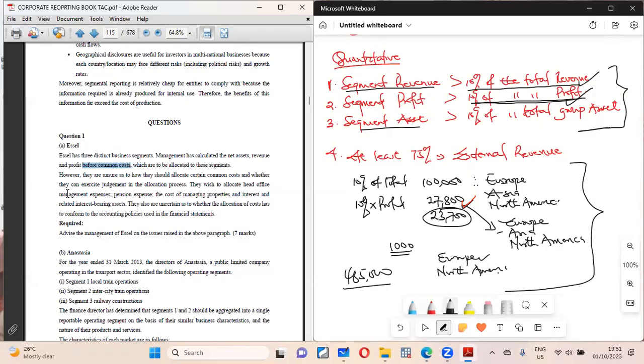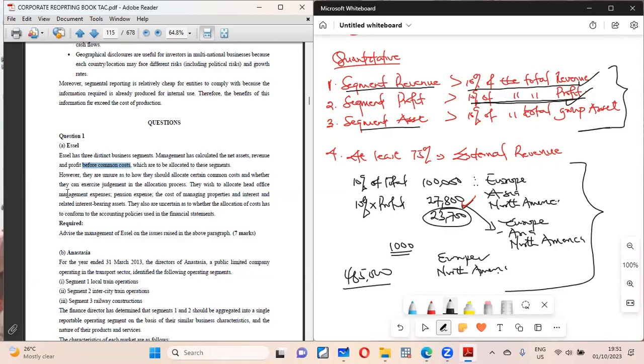What will be the basis of sharing something like management expense? It's how often you use the management expense. How will you use pension? Distribute pension. Is it not the number of staff you have in your office? Cost of managing properties. How many properties everybody is having? Interest-bearing assets. Then what are the interest-bearing assets that you are holding? So those are the things you say to be the basis for sharing those costs.